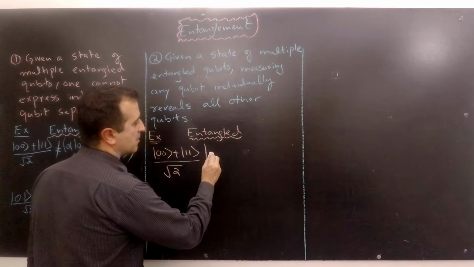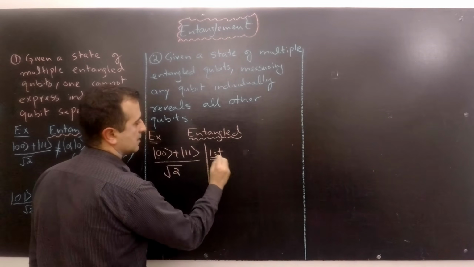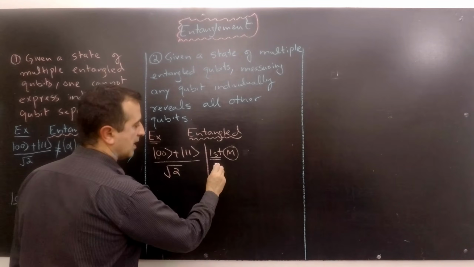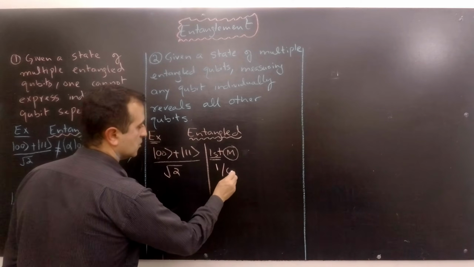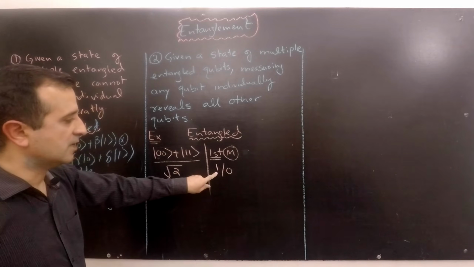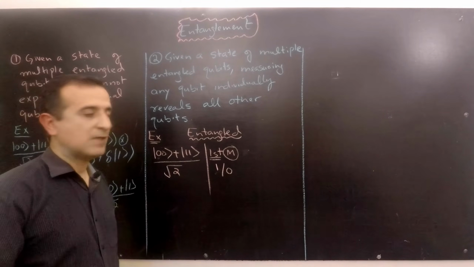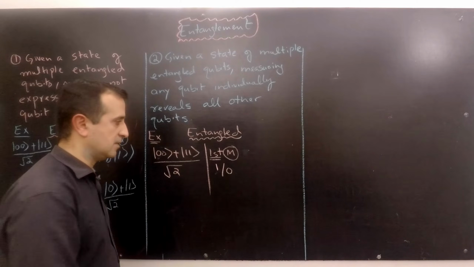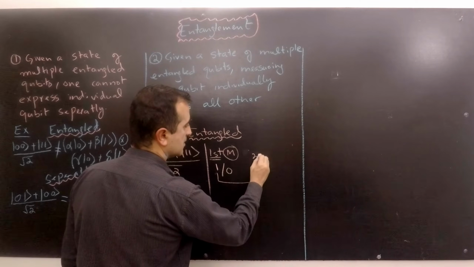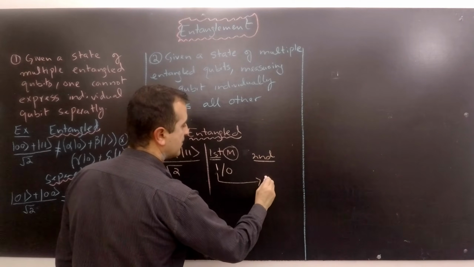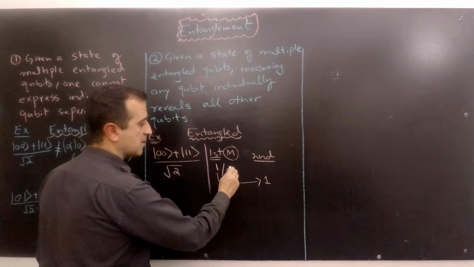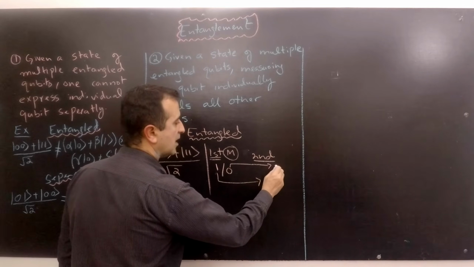Now we can measure the first qubit, and our result can be either 1 or 0 with equal probability. And if our result is 1, then we can close our eyes and tell that the second qubit is also 1. If our first qubit is 0, then without measurement we can tell that the second qubit will also be 0.